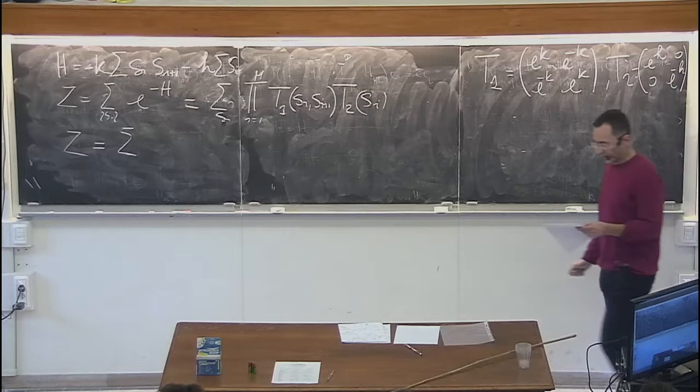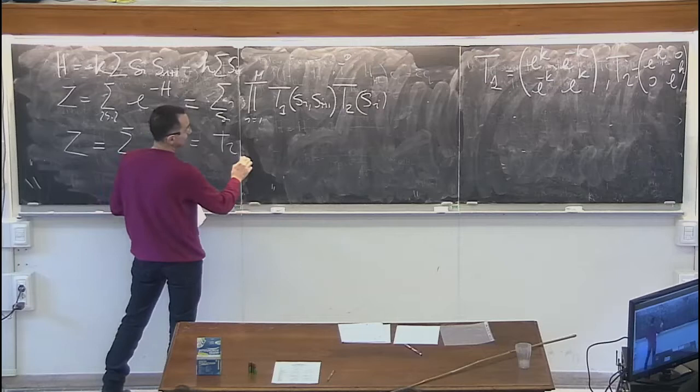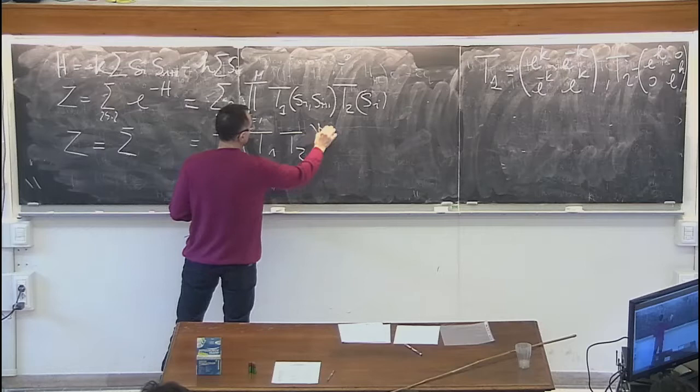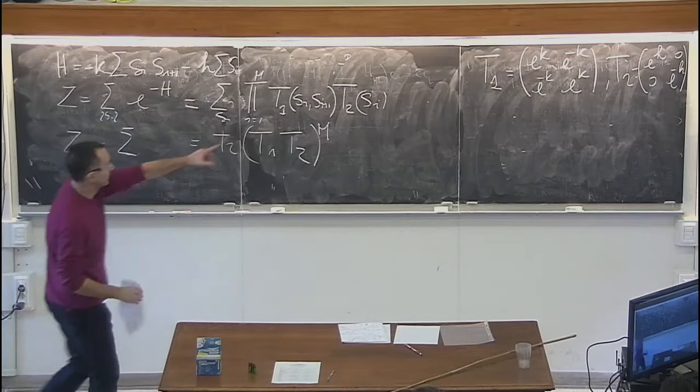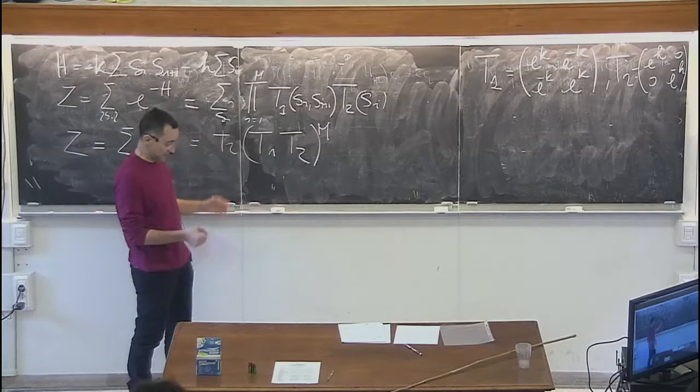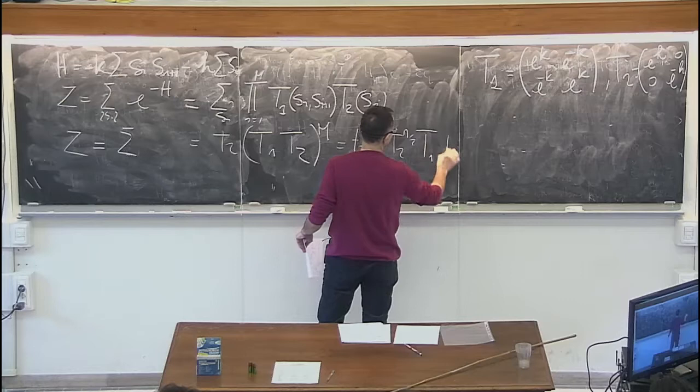Now, you can easily see that this expression here can be written as a trace over T1, T2 to the M. Okay, this is a simple exercise. I suggest you do it by yourself. Okay, there we have a definition. Or if you want, in order to simplify the calculation a little bit, it's useful to rewrite this in this form, using the properties of the trace.